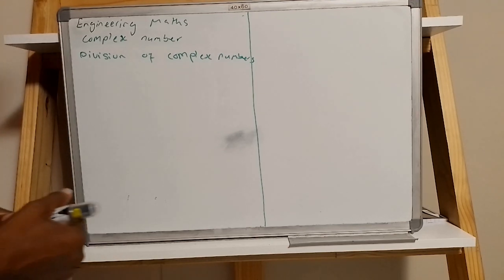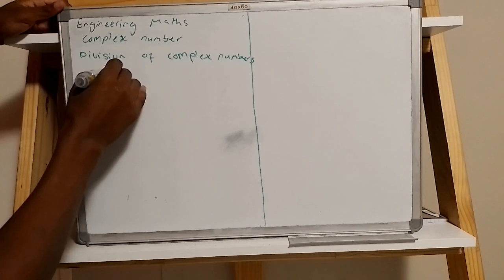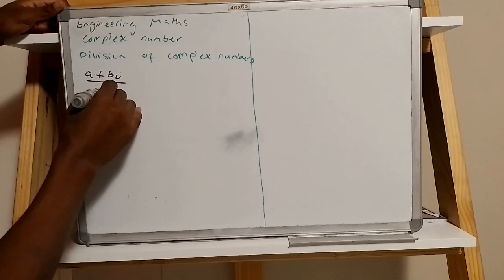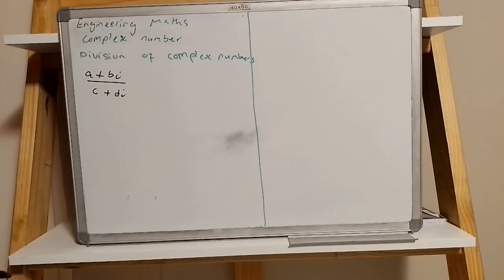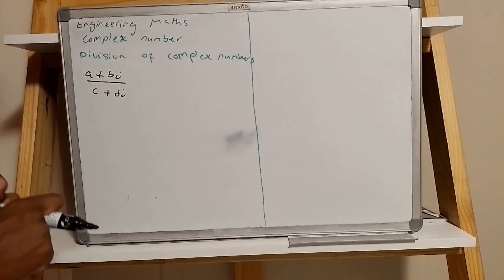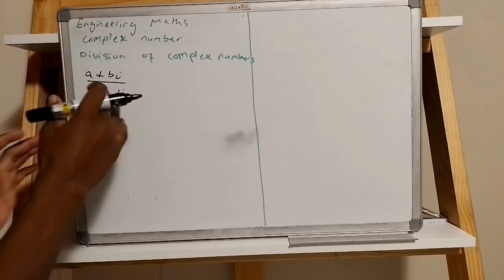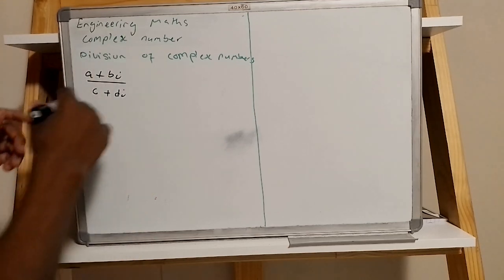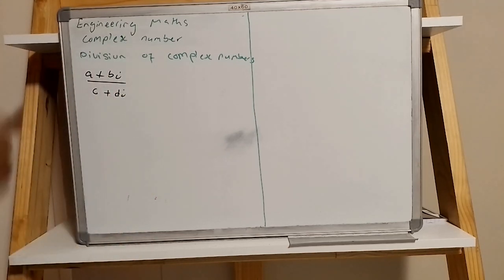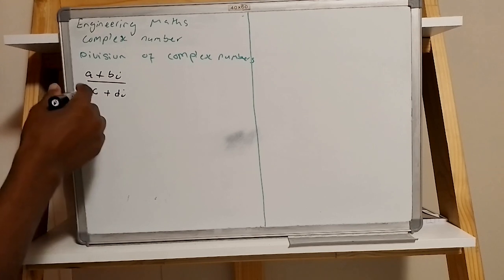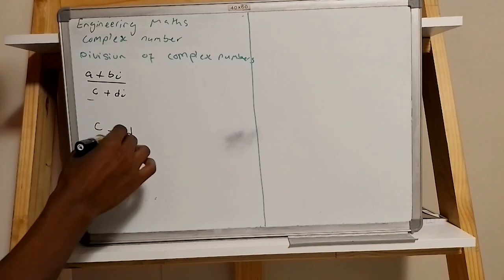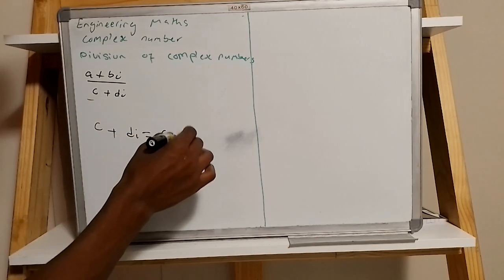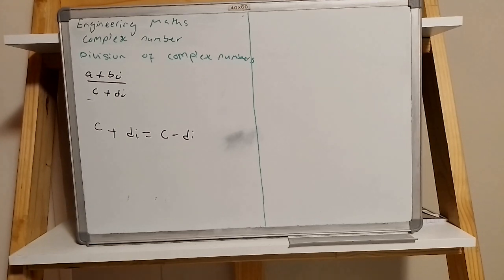So if you want to divide a complex number, let me say you're given (a + bi) over (c + di). When you divide by a complex number, if you need to simplify this, you multiply the numerator and the denominator by the conjugate of the denominator. What is the conjugate? The opposite of this. If I want the conjugate of c + di, that conjugate will be c - di. That is my conjugate, right?